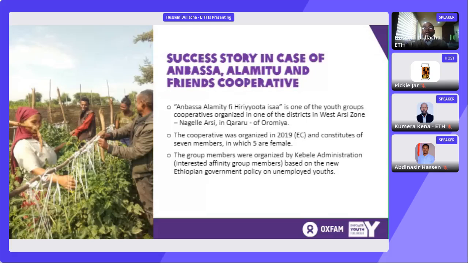And they were organized in 2017 according to the Gregorian calendar, having 7 members, of which 5 are female. And the first preparatory work was completed at Kebele administration or village level, which included registration, selection, and screening.